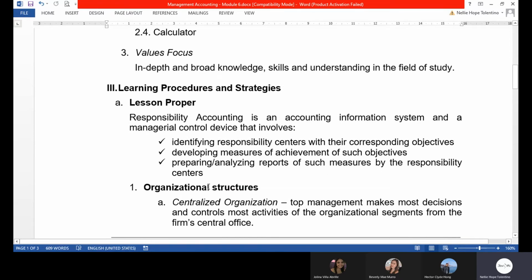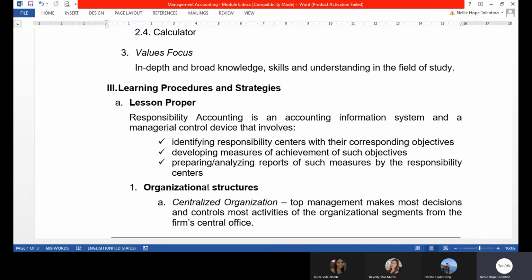So, what is responsibility accounting? It is an accounting information system and a managerial control device that involves identifying responsibility centers with their corresponding objectives, developing measures of achievement of such objectives, and preparing, analyzing reports of such measures by the responsibility centers.